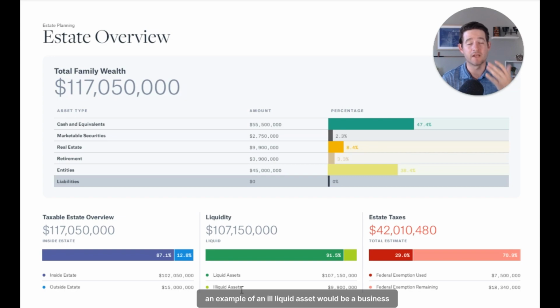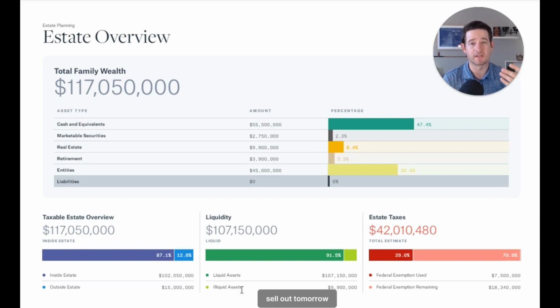So an example of an illiquid asset would be a business entity, an operating business, maybe a family business, potentially real estate, things that are not easily bought or sold. So if I were to tell you to go sell an A-class building that you own, it would be much more difficult to go sell that tomorrow than it would be to go out and sell your Apple stock, because there is not a market to go buy or sell that building in a very quick and efficient manner.